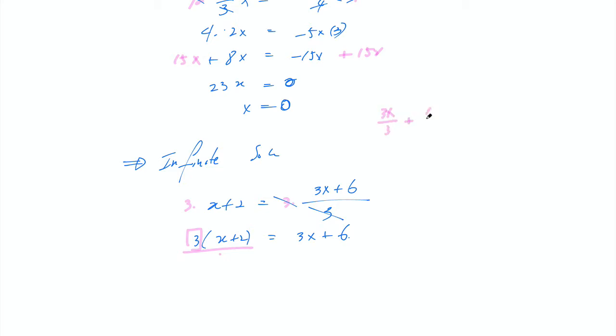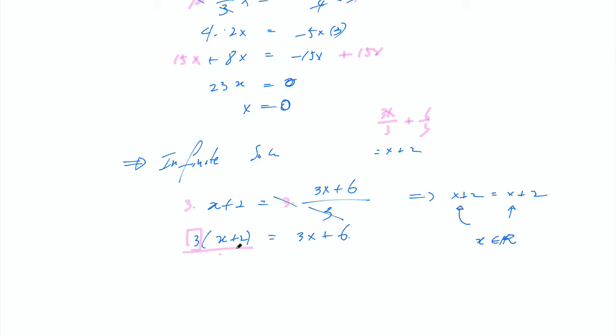3x over 3 plus 6 over 3 simplifies to x plus 2. But that's equal to exactly what we have on the left side. So we actually get x plus 2 is equal to x plus 2. In such a case, we can plug in any x value we want on either side, and the equation will always be true. So you can plug in anything you want for x. So we say x belongs to the set of real numbers. This means x can be anything it wants to be.